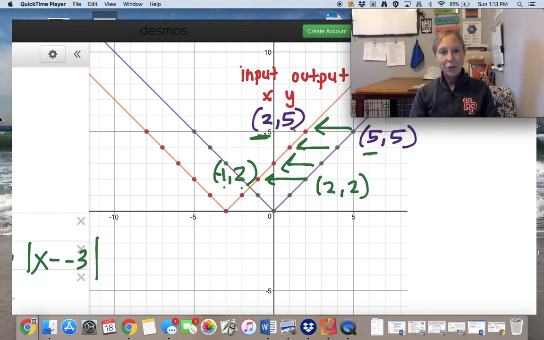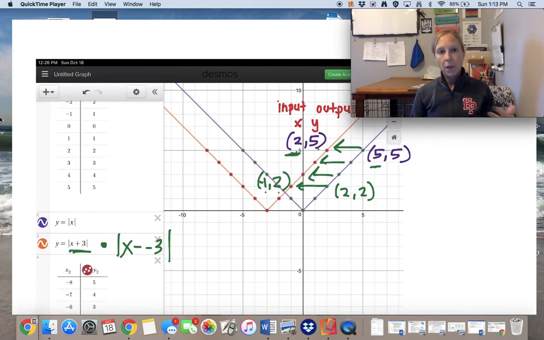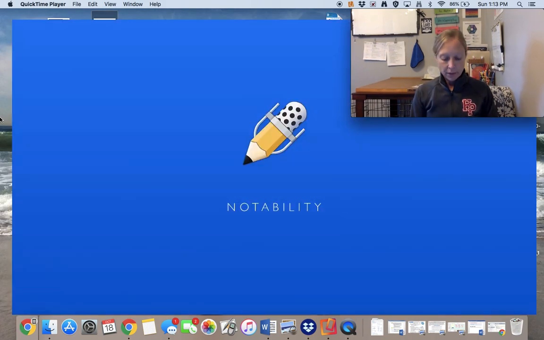How do I take a -1 and turn it into a 2? I add 3. So we have to remember the reason that these rules seem a little bit almost opposite for any type of horizontal transformation is because we're changing the input, but we want the effect to take place on the output. And so in order to balance that out, we have to use kind of an opposite here.